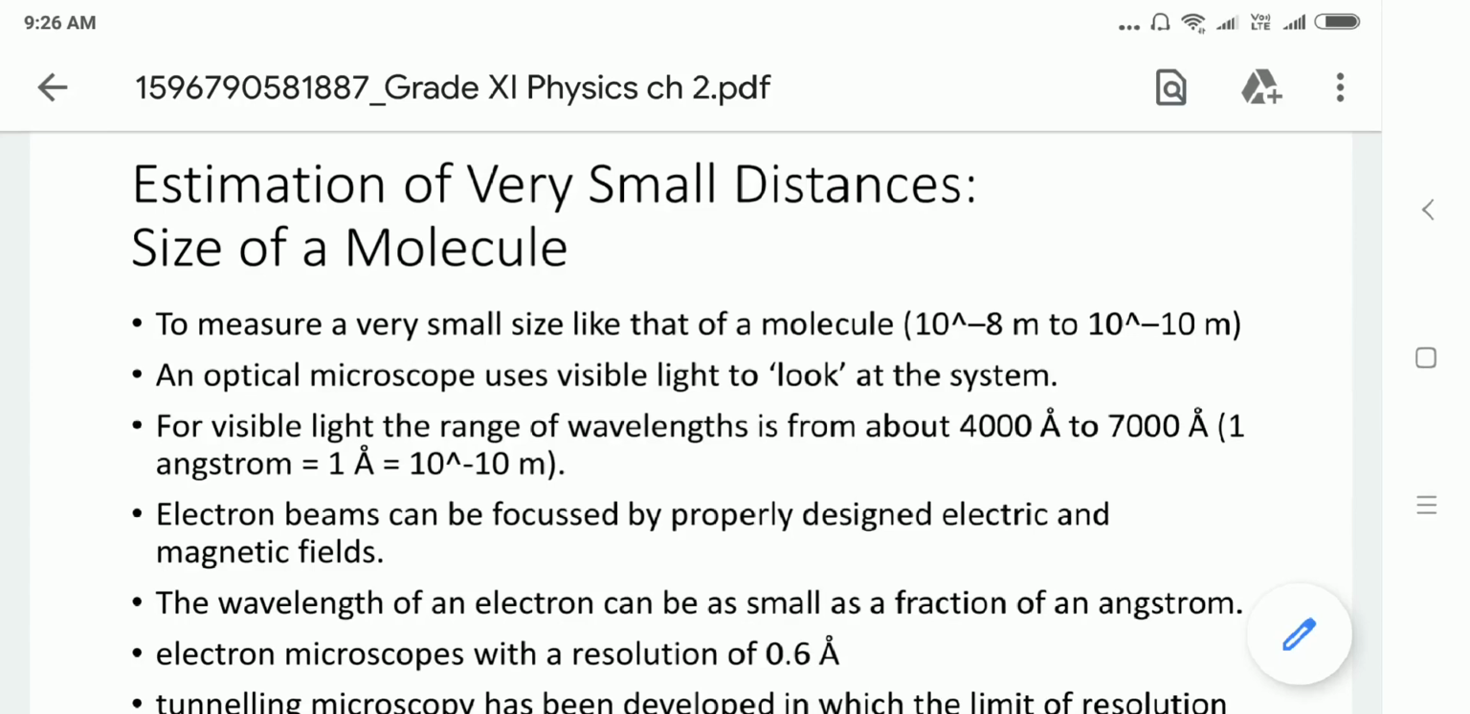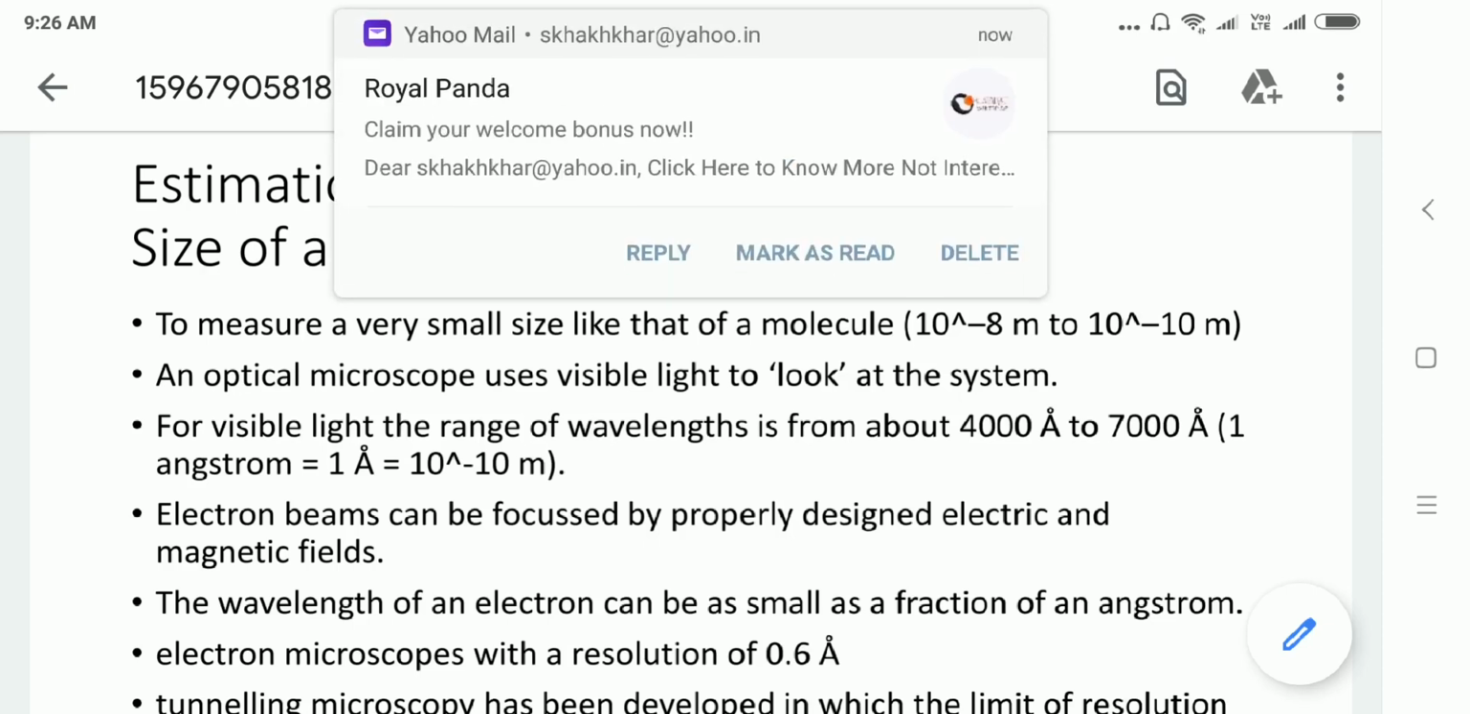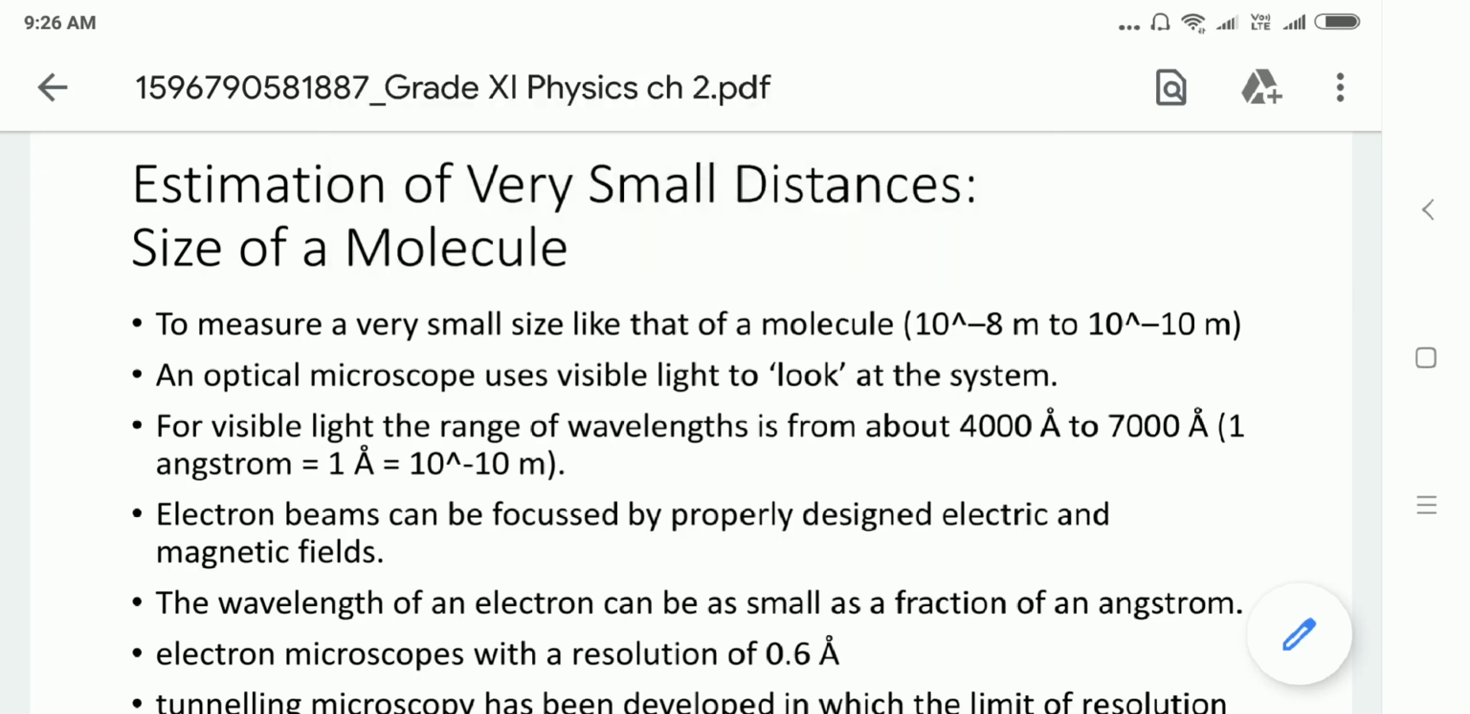So for the distance between planets or the diameter of a planet, we used the parallax method. Now, on the other side, if we want to measure the size of molecules, then again a meter scale is not possible. That molecule size is very small, in the range of 10 raised to minus 8 meter to 10 raised to minus 10 meter.